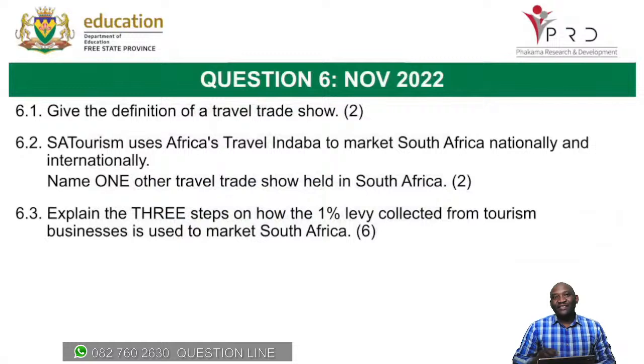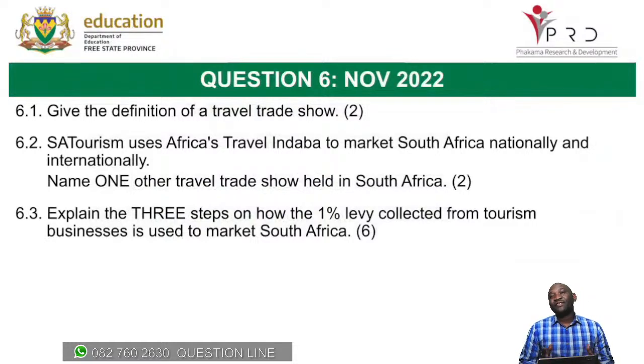I've given you 3 questions there. The first one says, give the definition of a travel trade show. And the second one says, SA Tourism uses Africa's Travel Indaba to market South Africa nationally and internationally, meaning that the people will come here, and also there are some businesses that can actually attend the trade show. Name one other travel trade show held in South Africa. And the third one says, explain the 3 steps on how the 1% levy collected from tourism businesses is used to market South Africa.